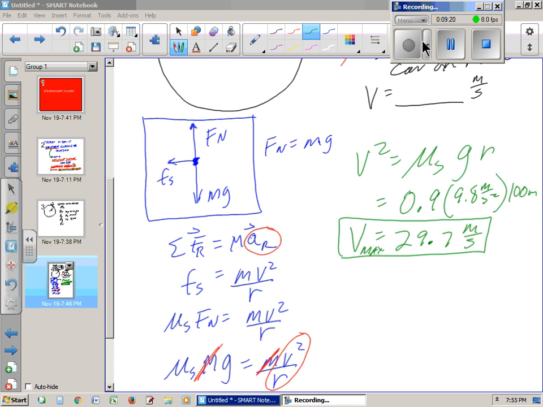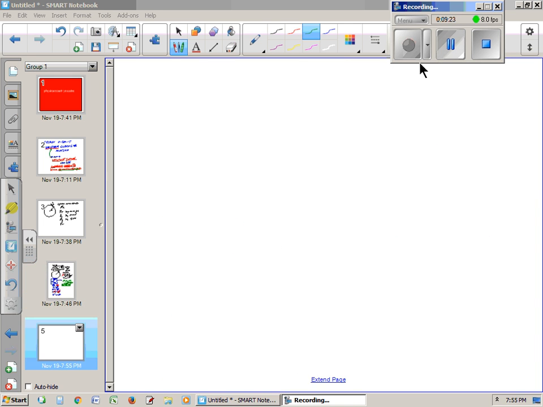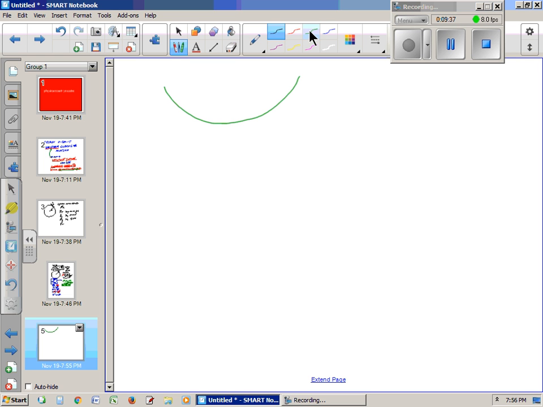Let's do another problem. In this problem, we're going to take a look at, let's say, a roller coaster going through a dip. Now, usually in our free body diagrams, we don't draw roads and things in here, but if we don't do that, we're not going to be able to tell what's going on here. So this dot is going to represent either a car or a roller coaster car going through a dip.